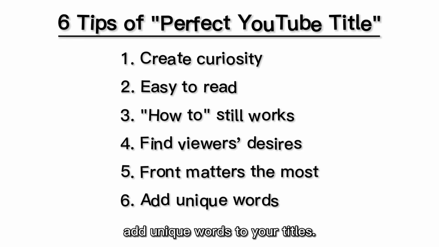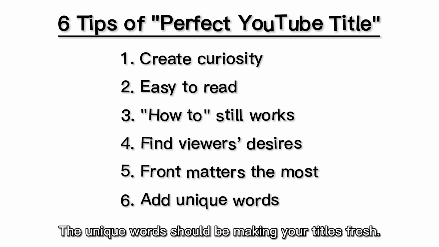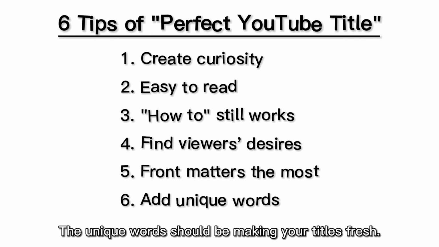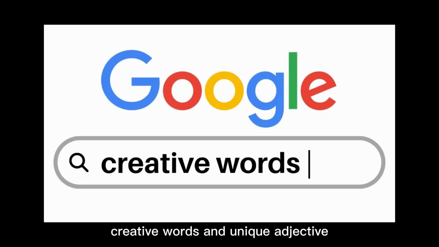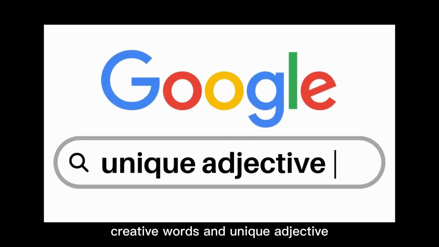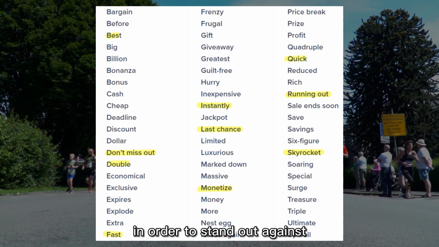Tip number 6. Add unique words to the titles. Don't get me wrong, the unique words should be making your titles fresh. Like use Google and type power words, creative words, and unique adjectives in order to stand out against the average titles you have seen.